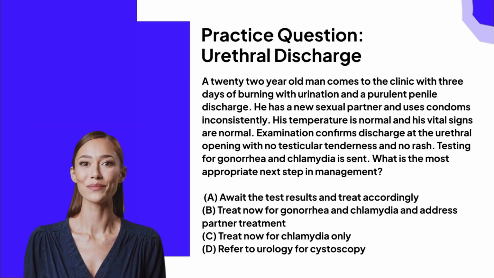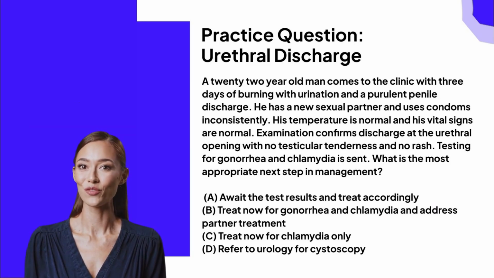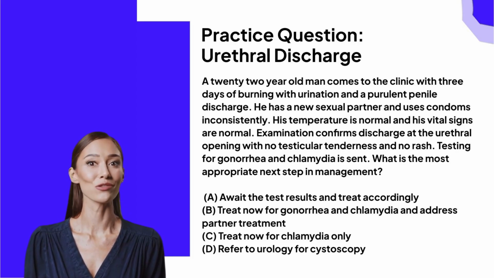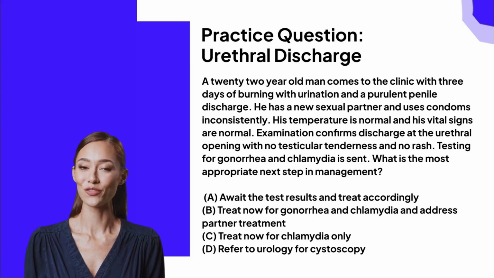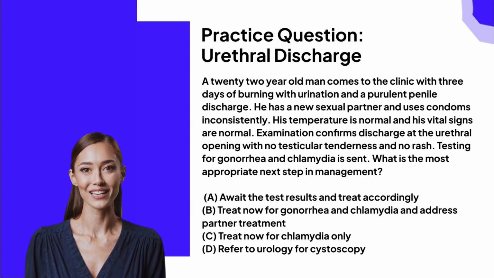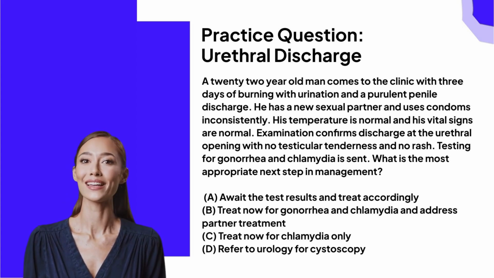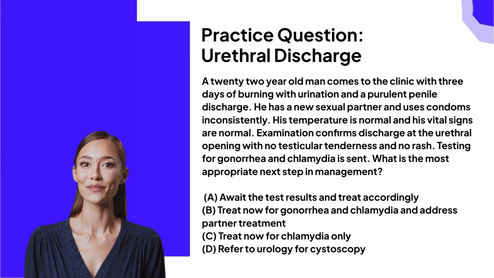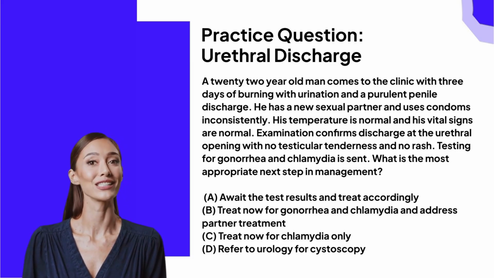Final stem. A 22-year-old man, 3 days of burning with urination and purulent penile discharge. New partner, inconsistent condom use, temperature and vital signs normal. Discharge at the urethral opening, no testicular tenderness, no rash. Testing for gonorrhea and chlamydia is sent. Most appropriate next step. Remember the 2 habits. Do not wait and look for the second task.